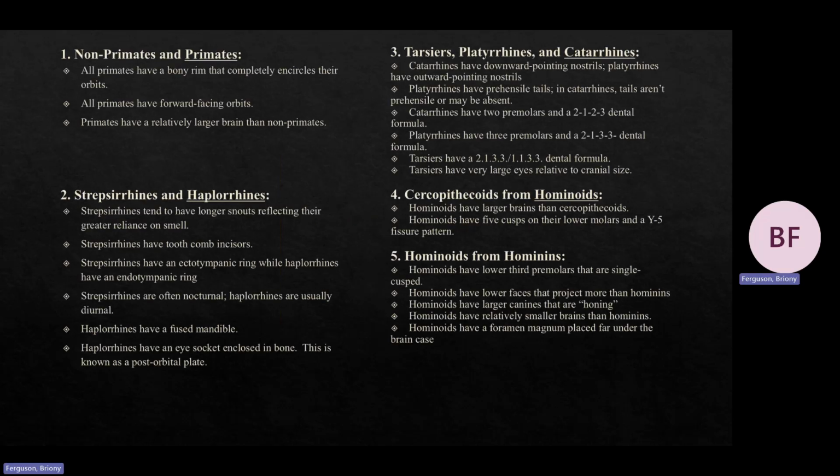You will be looking at their skulls and their dentition, and then trying to determine if they are primates or not, whether they belong in the Strepsirrhini or Haplorhini group, then whether they are Platyrrhines, Catarrhines, or tarsiers, Cercopithecoids or hominoids, and then if they are hominins or not, and why. So you'll have to give a couple of reasons, a couple of traits that helped you place them into each category.